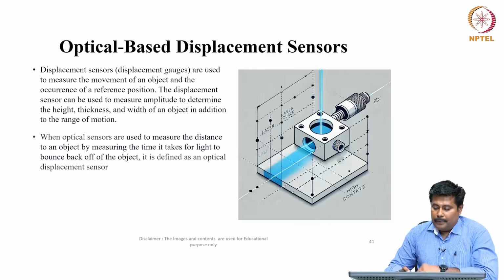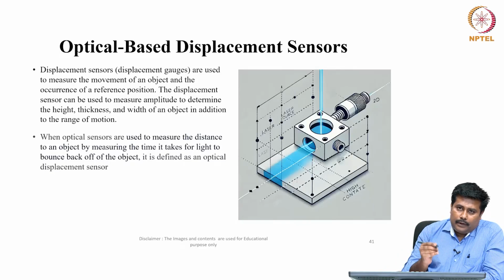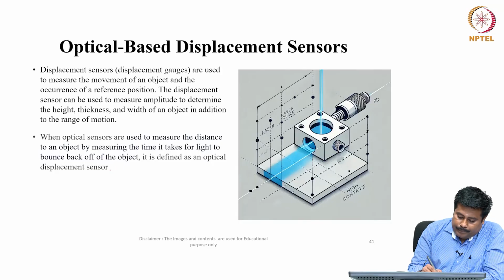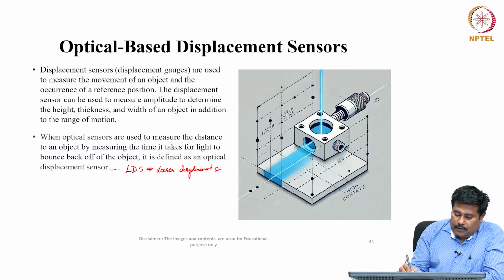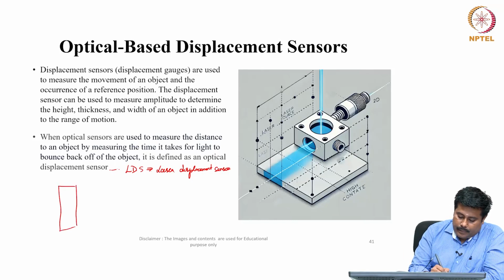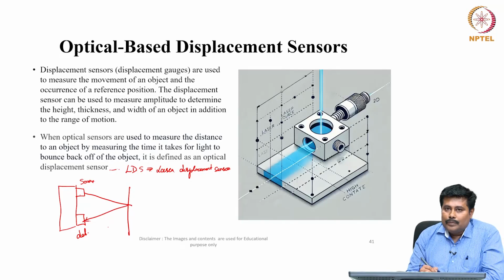As far as an optical displacement sensor is concerned, when we consider a generic construction, there is a sensor named LDS, which is called a laser displacement sensor. This laser displacement sensor comprises of a source and a detector. So, from the source, light hits the surface and it comes back to the detector.